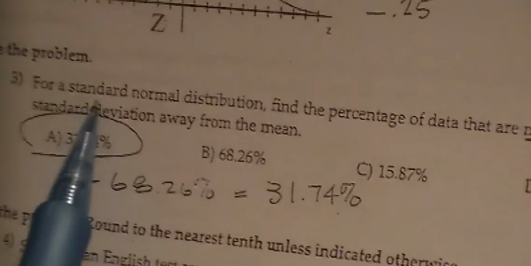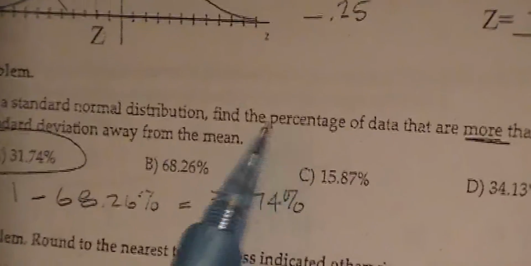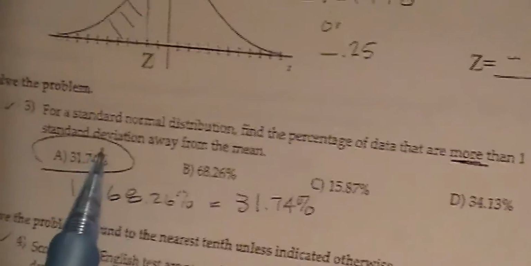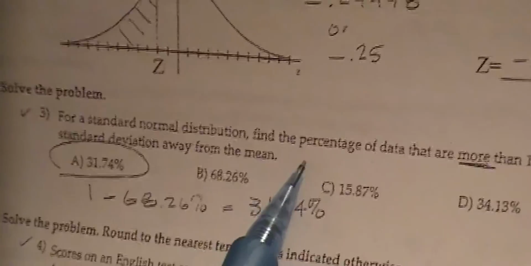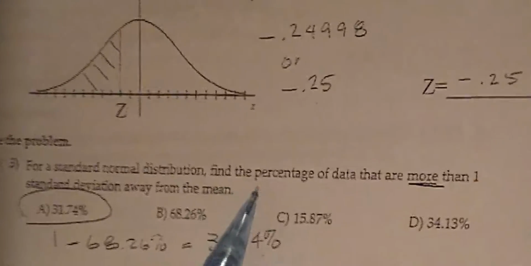Number 3. Oh, that was it for that one? Oh, nice. Number 3, it's still a standard normal distribution, and he wants you to find the percentage of data that are more than one standard deviation away. So again, anytime you're asked to solve for a percentage, probability, or area, it's going to be normal CDF.